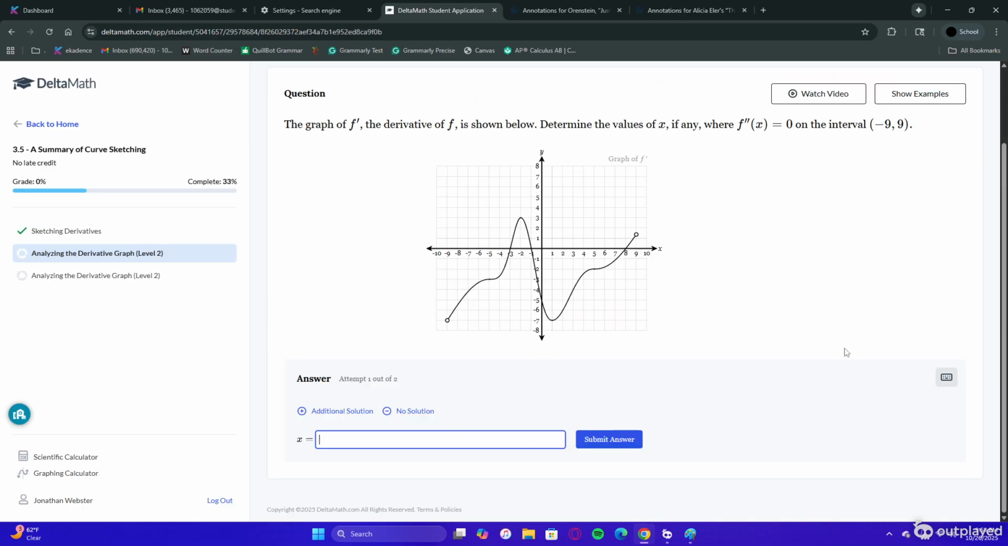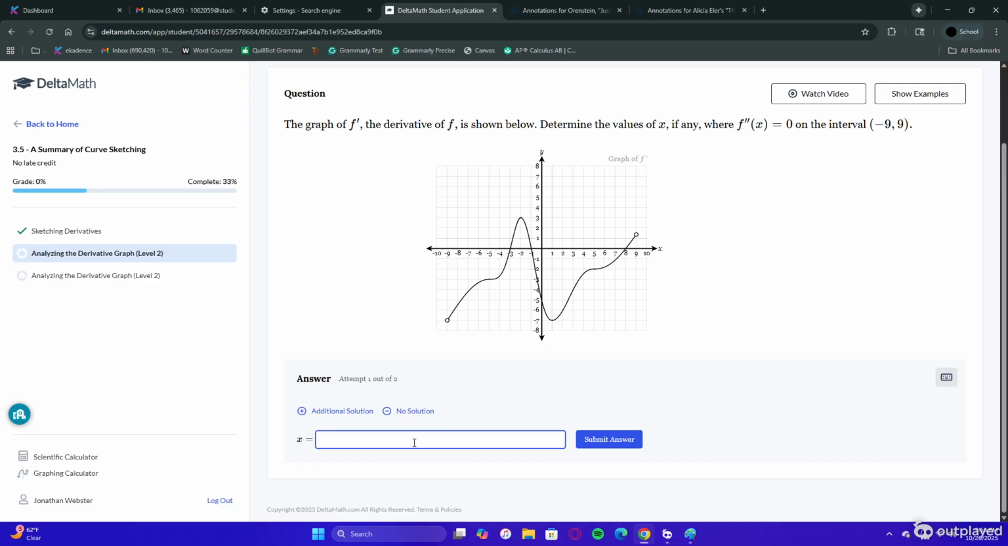Okay, so now we're given an open interval from -9 to 9, and we're given the graph of f, so we have to determine any x values where f double prime of x is equal to 0. So because this is a graph of f, f double prime of x is going to equal 0 whenever the slope of f prime is 0. So right here, you're going to see the slope of f prime is 0.